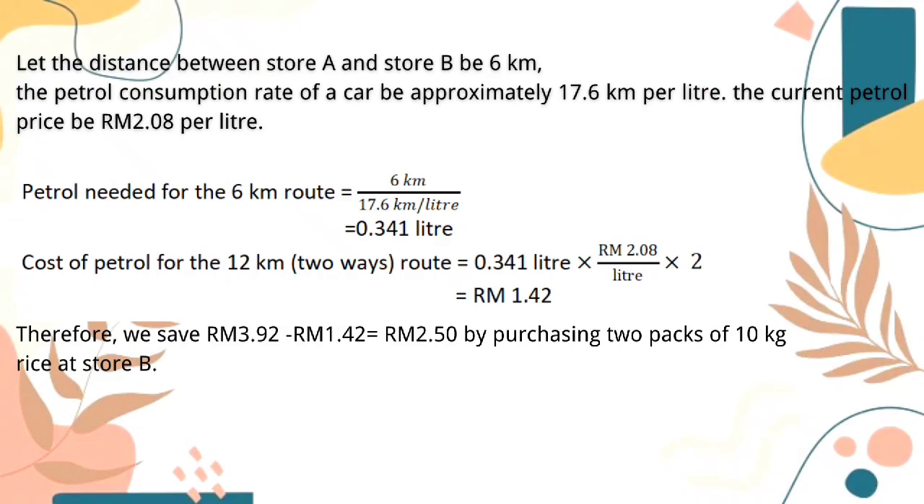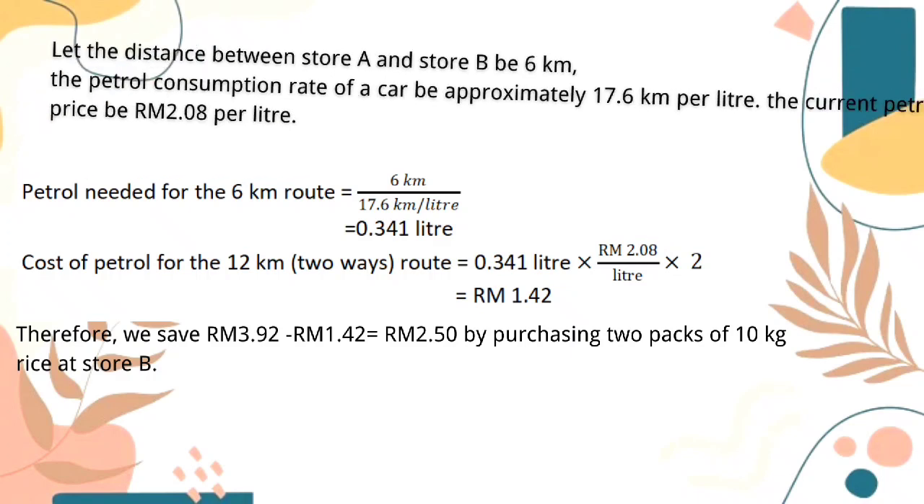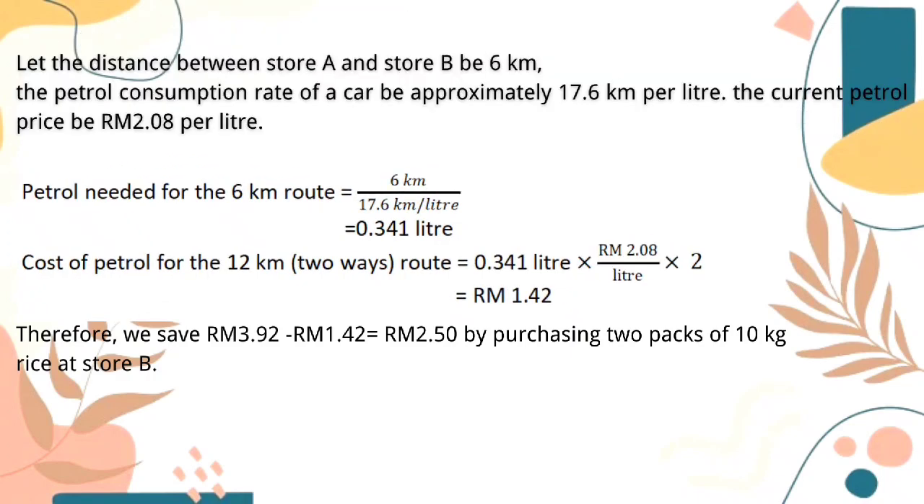Let the distance between store A and store B be 6 km, known as S. The petrol consumption rate of a car is approximately 17.6 km per liter, which is M. The current petrol price is 2 ringgit 8 cents per liter, which is capital letter H.